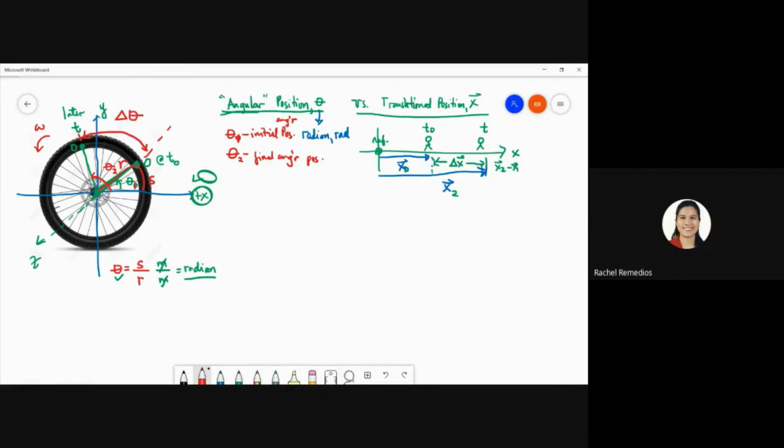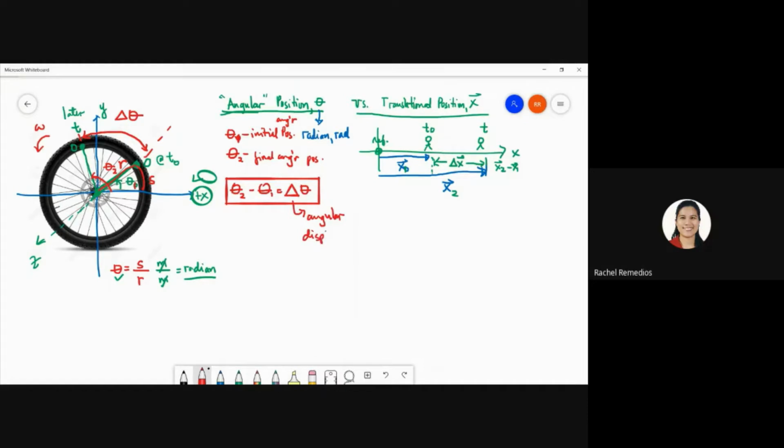Okay? So, angular, tawag nito, change in angular position, we call it angular displacement. So, in other words, final angular position minus initial angular position will give you angular displacement. Okay, take note of that. So, delta theta, this is angular displacement.